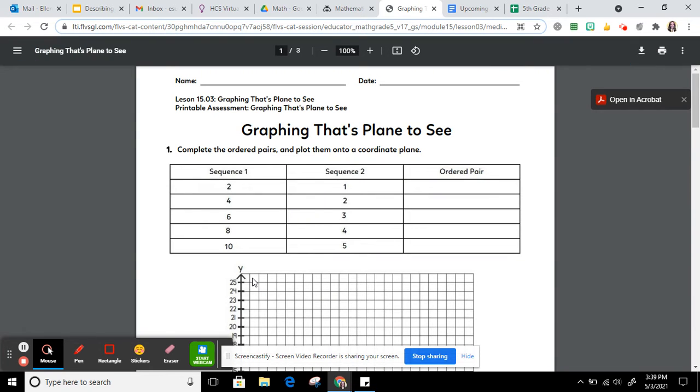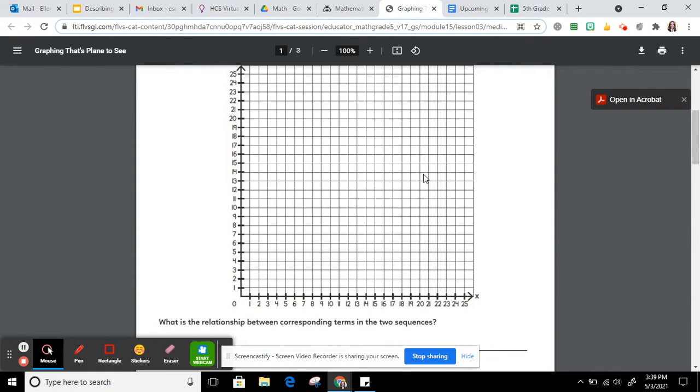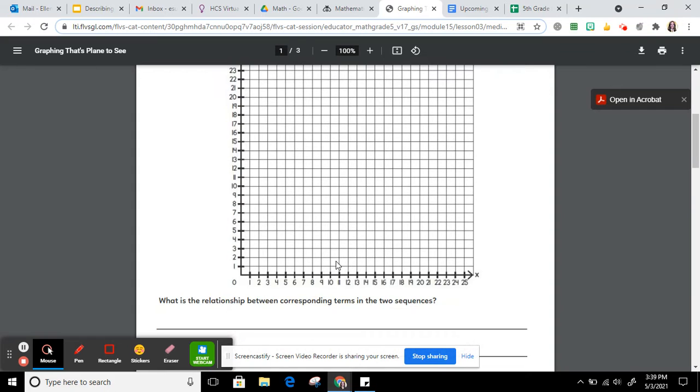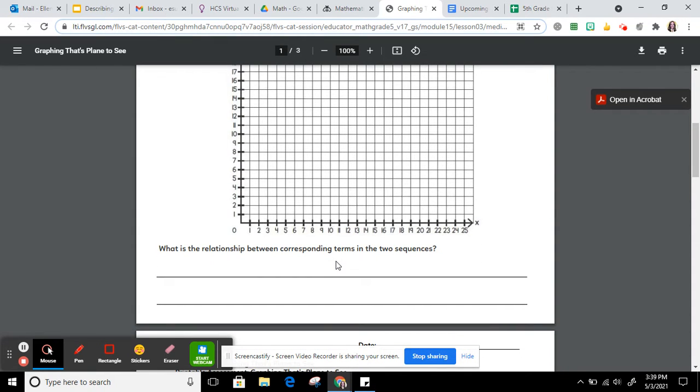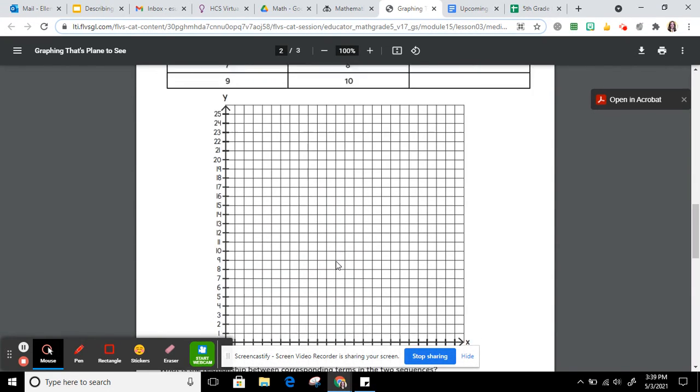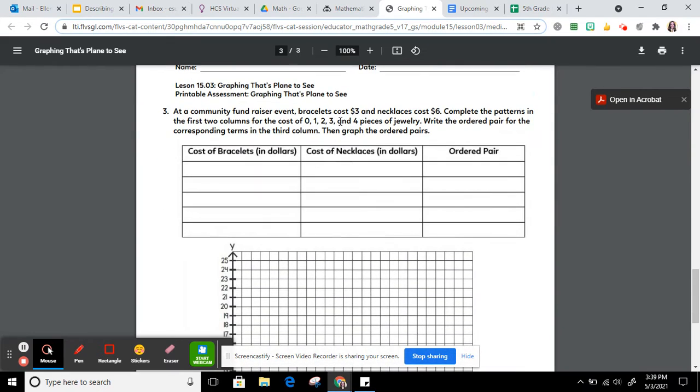And this assignment is 3 pages long, where you have the different charts here that have the different sequences already filled out. You're going to write the ordered pairs. You're going to complete the coordinate grid by placing the ordered pairs, and you're going to describe what the relationship is between the corresponding terms in the 2 sequences. So you're going to do that for all 3 of these charts. For the third one, it's going to be a little bit different. You're going to have to come up with the coordinates following the directions and the rules that are in the directions for number 3.